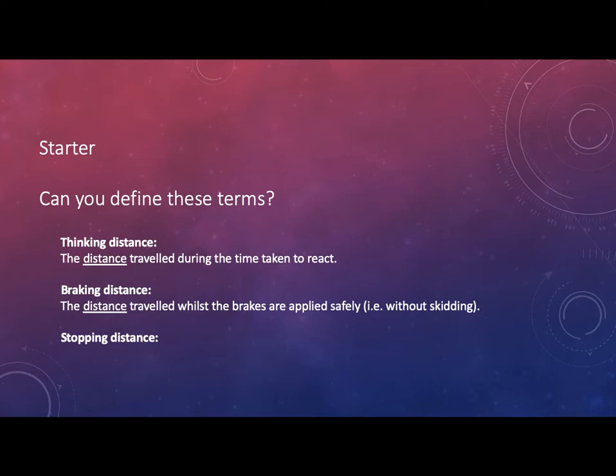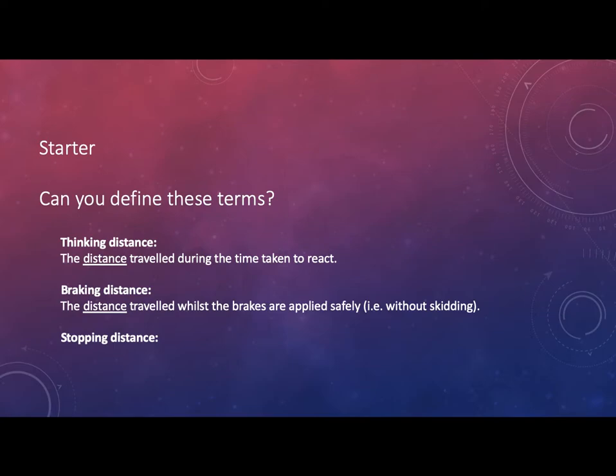Note that both of those I've underlined the word distance, haven't I? So you might think, oh, thinking distance, how long it takes to stop. Well, it's not how long it takes to stop, because how long implies a time. And we're not measuring a time, we're measuring the distance. It's thinking distance, how far you travel during the time taken to react. So remember, we've got to say how far. That's a common mistake in exams where they won't give you the mark if you say how long, because that implies a time.